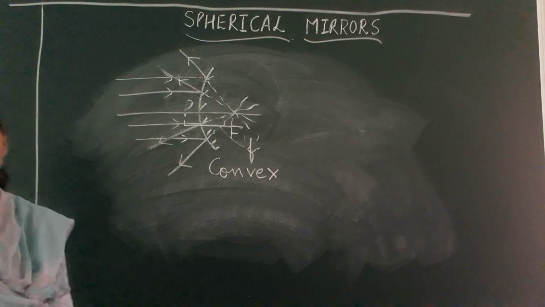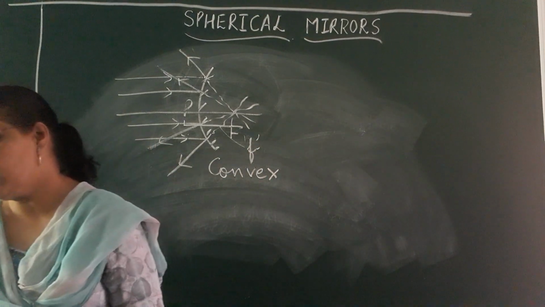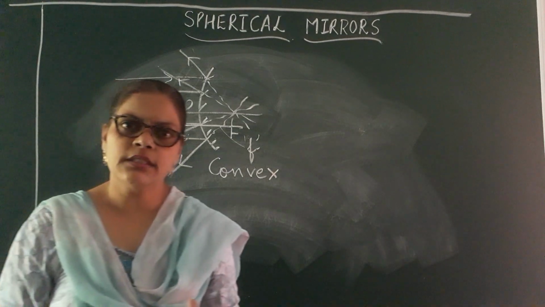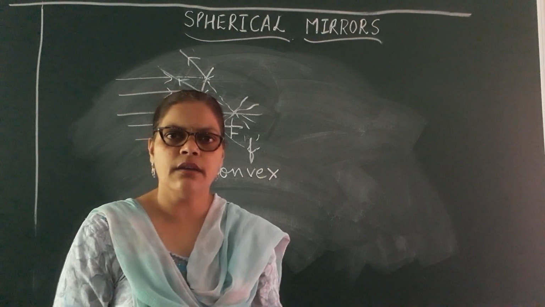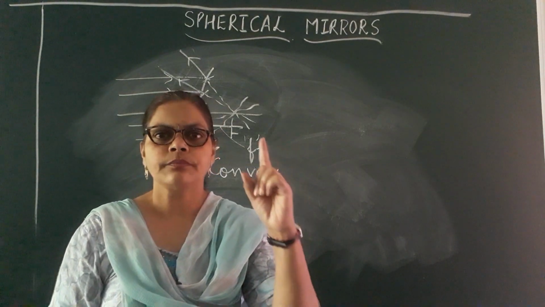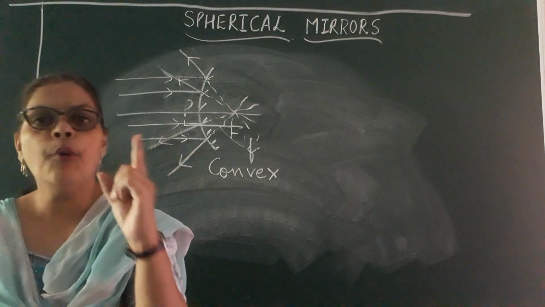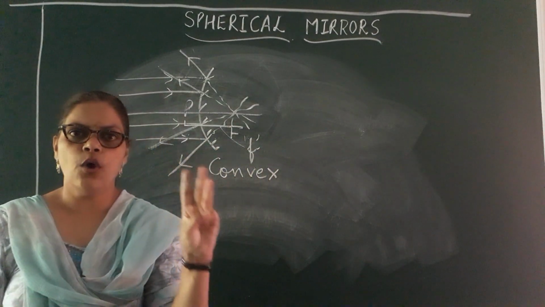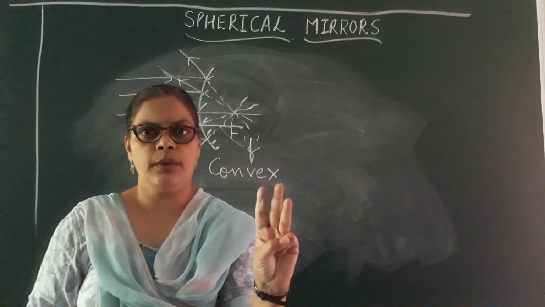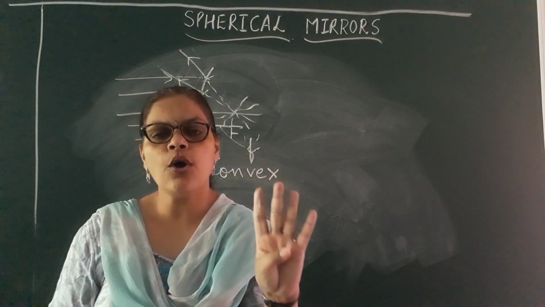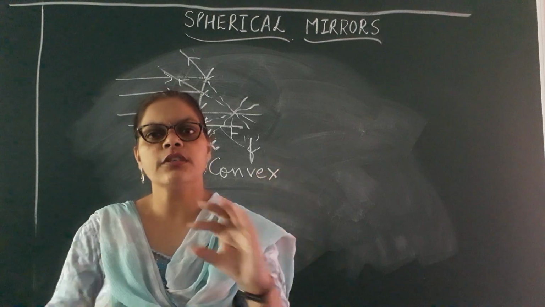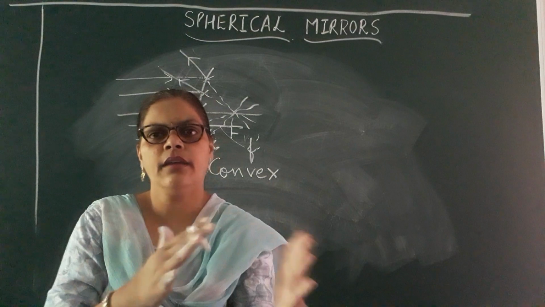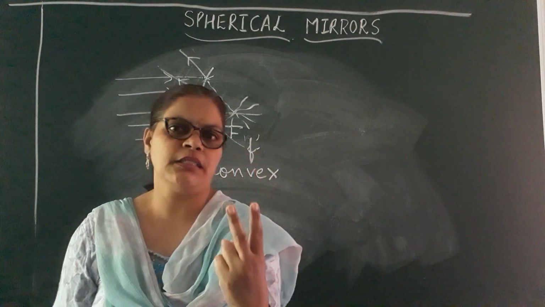Okay children, so in all we discussed 7 definitions. What were the 7 definitions we discussed with regard to the concave and convex mirror? The first one was pole. Second was center of curvature. Third was radius of curvature. Fourth was aperture. And fifth was the principal axis. These 5 were the general definitions related to concave and convex. And 2 were very specific.